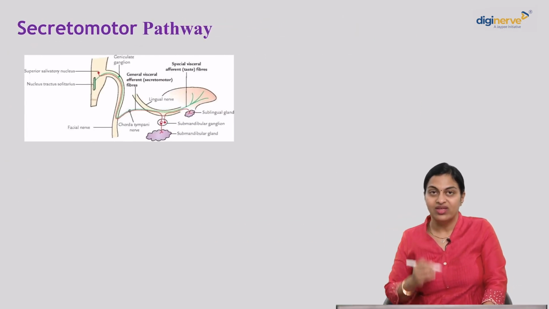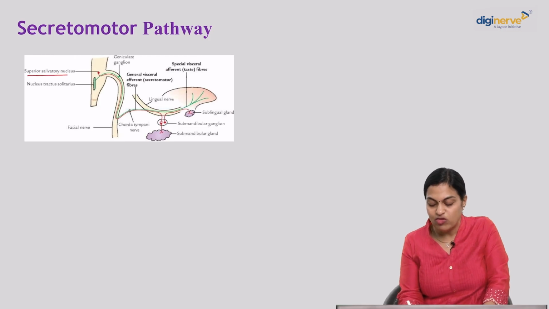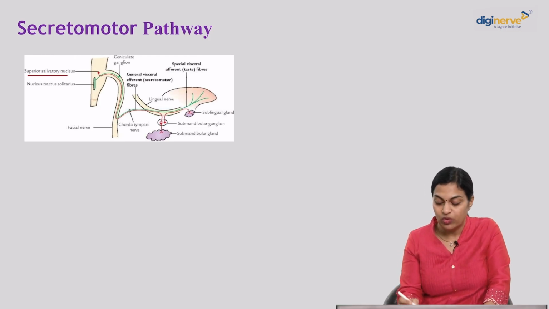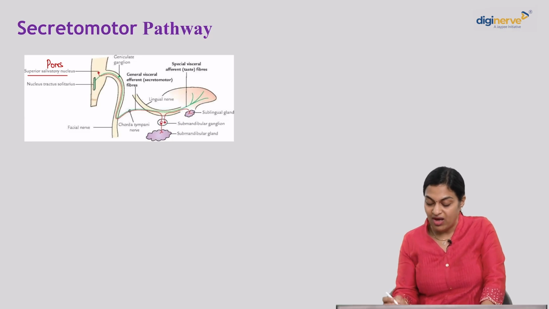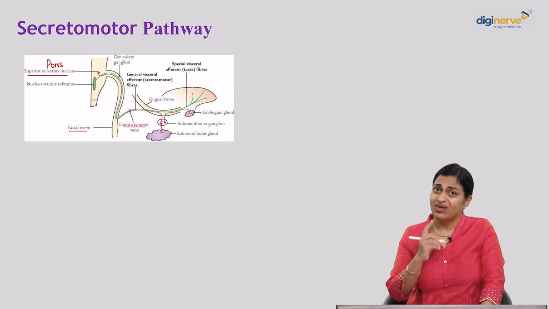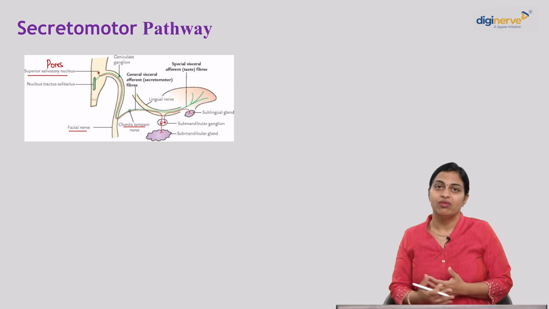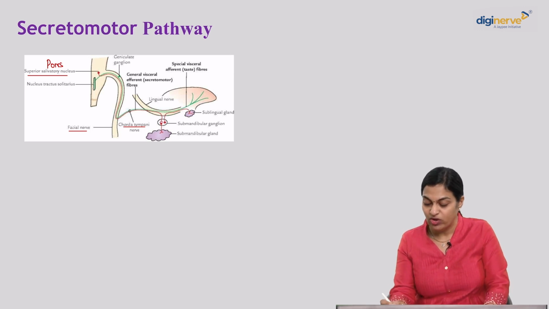Secretomotor pathway for the submandibular and sublingual salivary gland. It begins in the superior salivatory nucleus that is situated in the pons. From that, the fibers pass through the facial nerve, its chorda tympani branch. And remember, the chorda tympani joins the lingual nerve, handing over the preganglionic parasympathetic secretomotor fibers. So this is the lingual nerve.